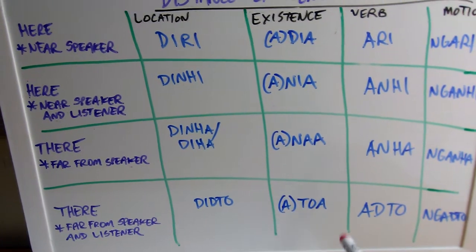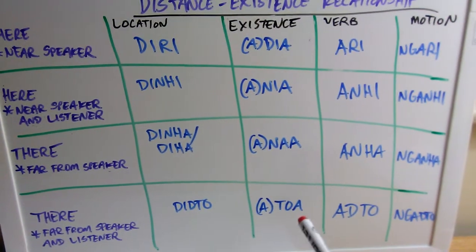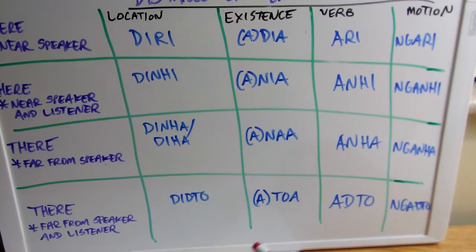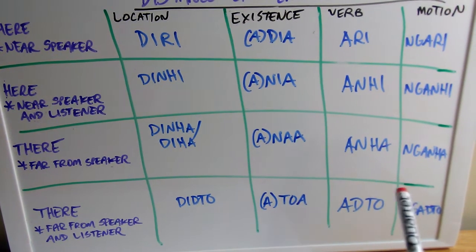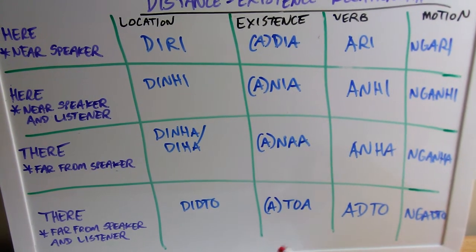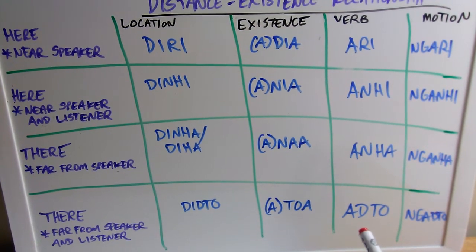"Adto." "Adto ka sa, I don't know, mercado. Adto ka sa palengke. Adto ka sa simbahan." Go to the market. Go to the church. Why? Because the church is far from you and me. The market is far from you and me. So "adto" is our verb choice.